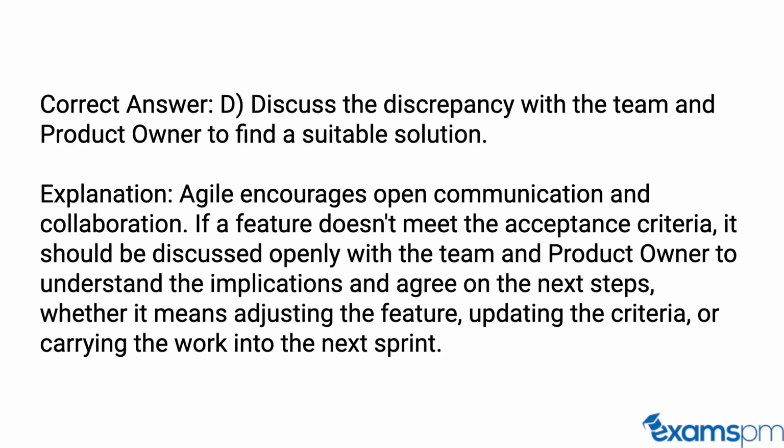Correct answer. D. Discuss the discrepancy with the team and product owner to find a suitable solution. Explanation. Agile encourages open communication and collaboration. If a feature doesn't meet the acceptance criteria, it should be discussed openly with the team and product owner to understand the implications and agree on the next steps, whether it means adjusting the feature, updating the criteria, or carrying the work into the next sprint.